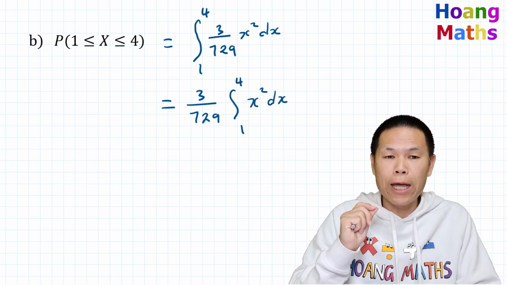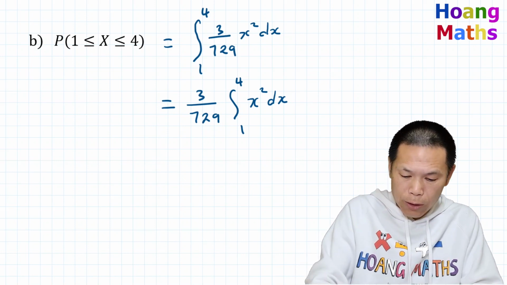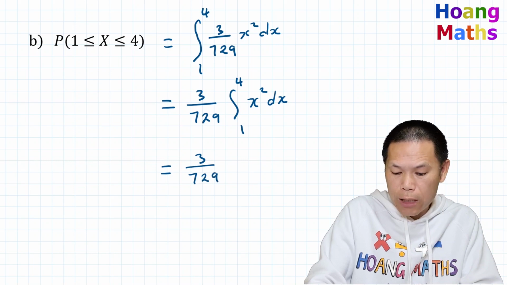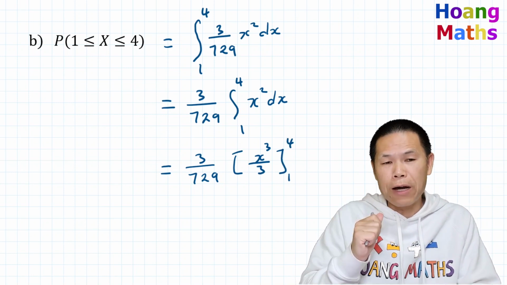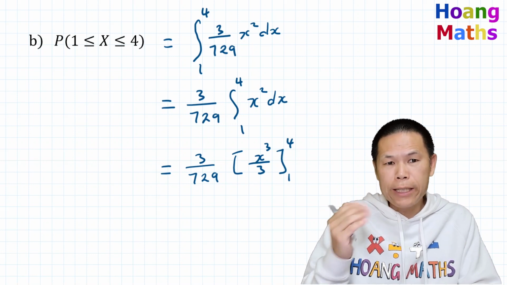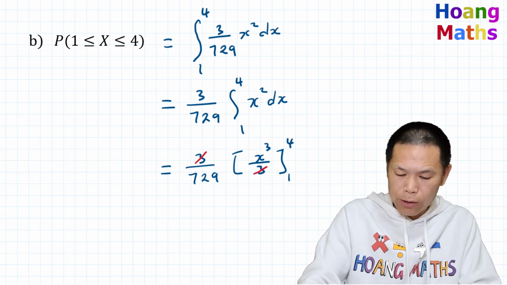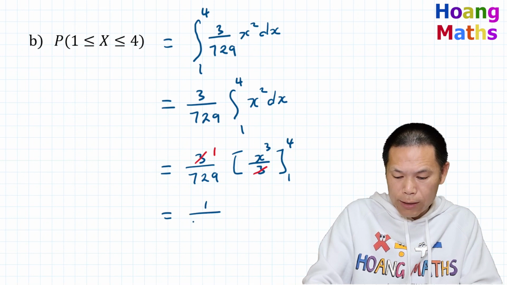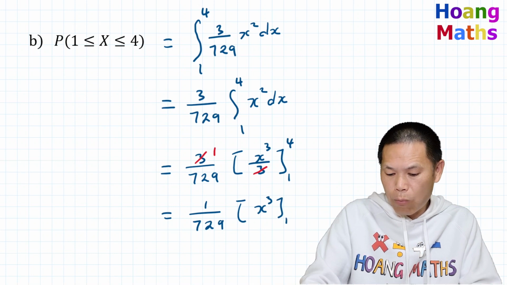So now I just integrate x squared. That means 1 plus 2 is equal to 3. So x to the power 3. So that is equal to 3 over 729 and x to the power 3 divided by 3, from 1 to 4. Let me just simplify this first. You don't have to, but it's easier if you simplify it, okay? So you simplify this with this. That gives me 1. So that gives me 1 over 729 x to the power 3, from 1 to 4.